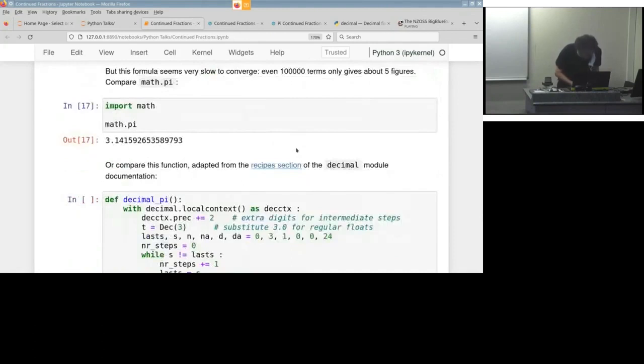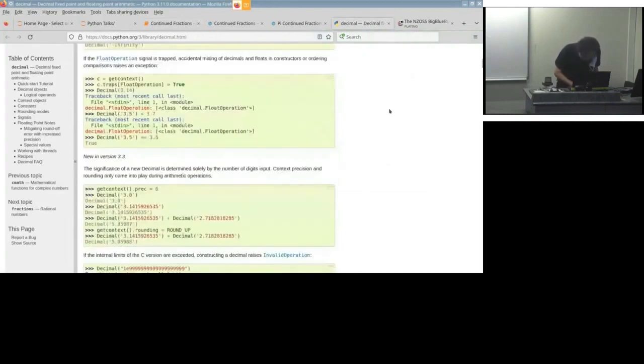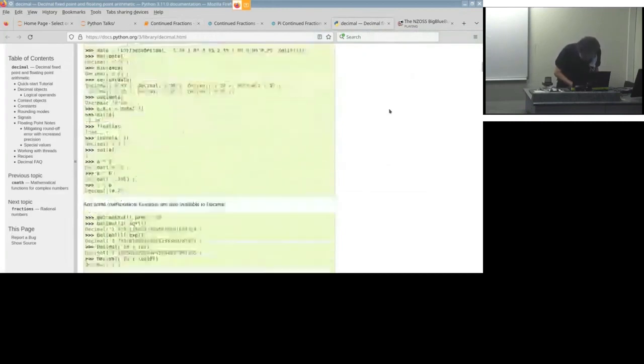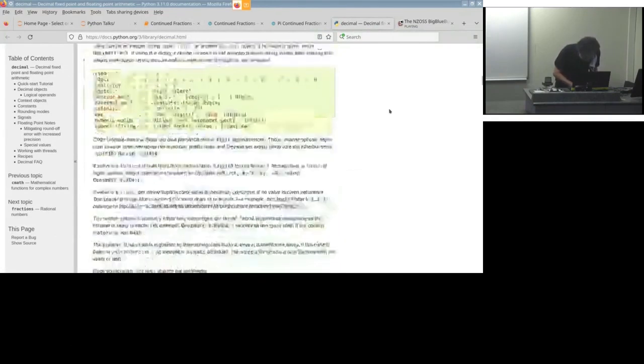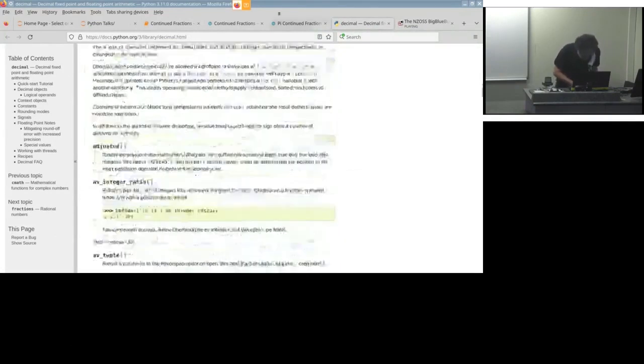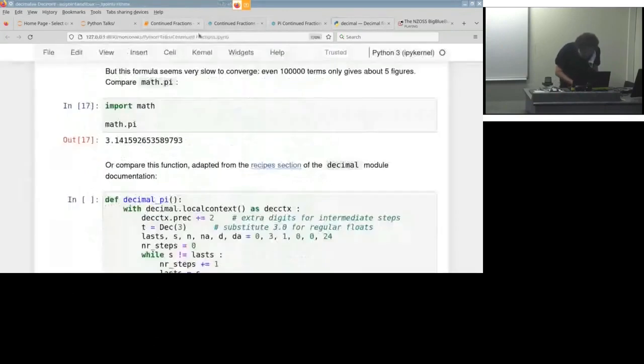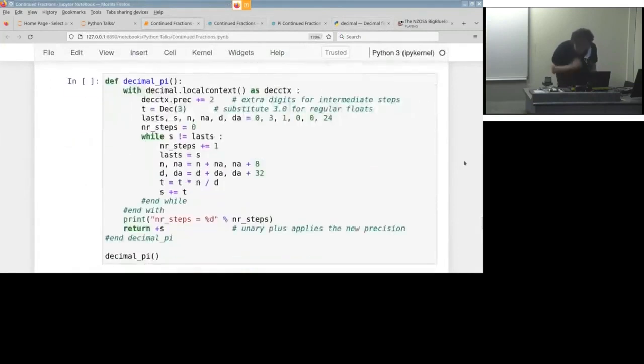Not wonderful at all. So just for fun, Python's decimal page has a formula for pi, a function that does pi. And it does a spectacularly good job, much better than continued fraction. So here's my version of the function. I'll leave you to look up the original. Mine is actually a little bit tidier.